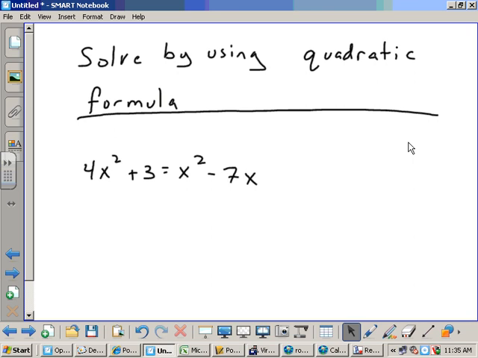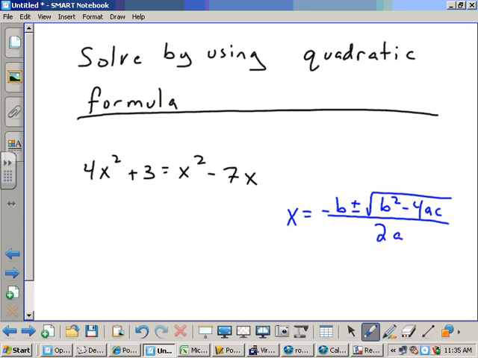In my second example, I want to look at solving a quadratic by using the quadratic formula. Using the quadratic formula, we know that x equals negative b plus or minus the square root of b squared minus 4ac, all divided by 2a. Now, before we use the quadratic formula, we need to first assign values of a, b, and c.